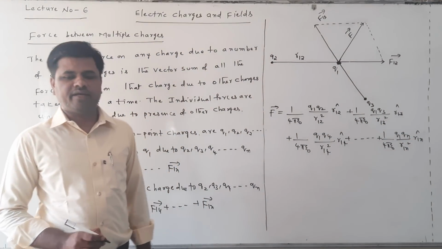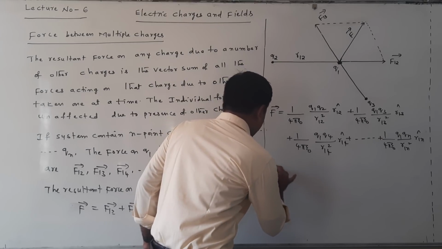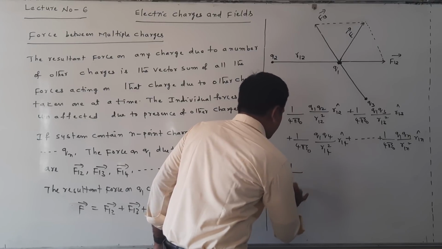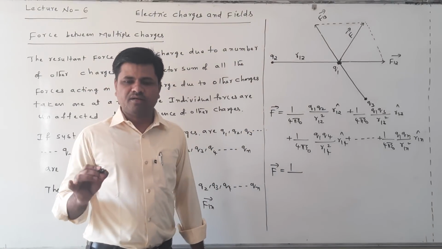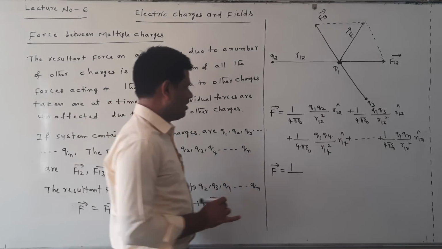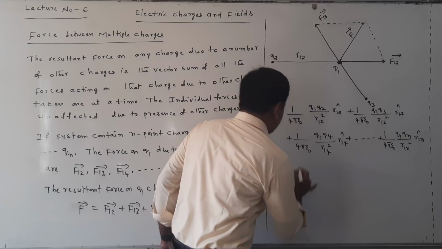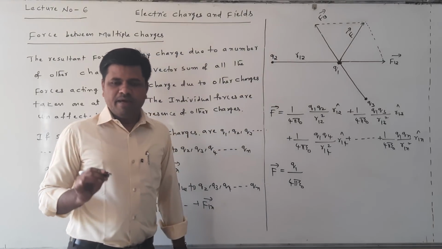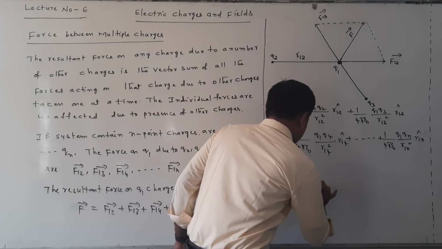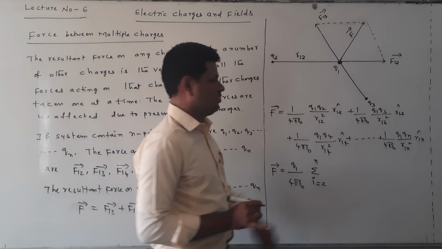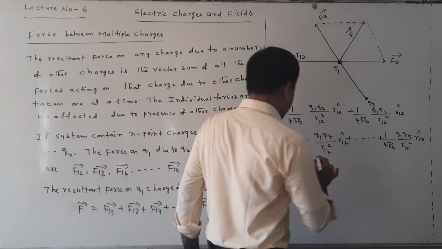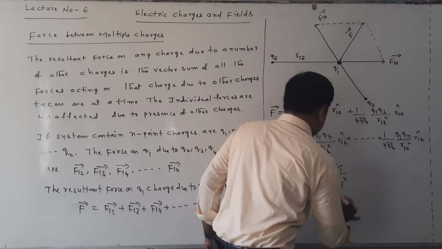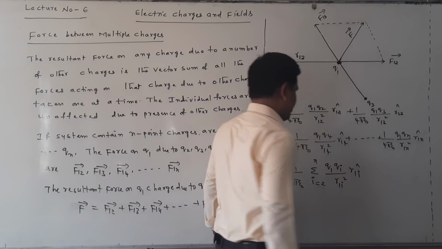This is the resultant force we are writing. From this, we take 1 by 4 pi epsilon naught as common, and Q1 also as common. Remaining, we write sigma i equal to 2 to n, Qi by R1i square into R1i cap. We can write it like this.